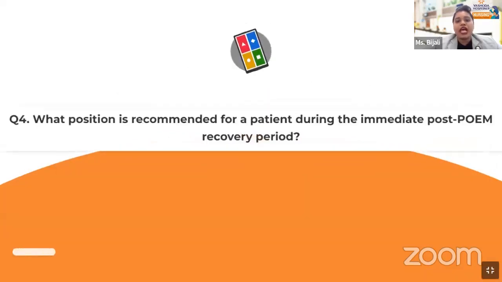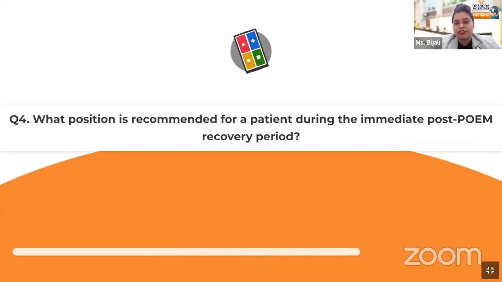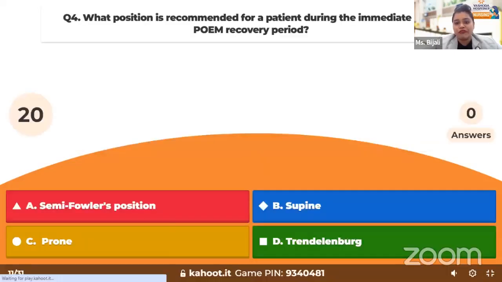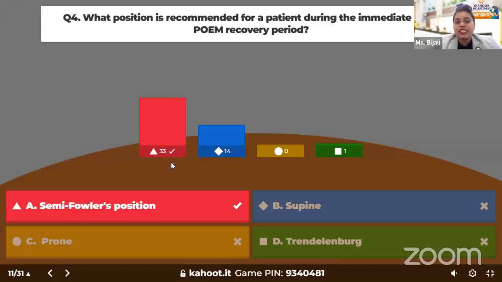So here also we are having a quiz. The question is, what position is recommended for a patient during the immediate post-POEM recovery period? So here also we are having four options: semi-Fowler's position, supine position, prone position, Trendelenburg. So let's answer. We have only 10 seconds and 39 have answered. 7 seconds, 6 and 5, 4, 3, and then 1 second. Let's check. So the correct answer is semi-Fowler's position.